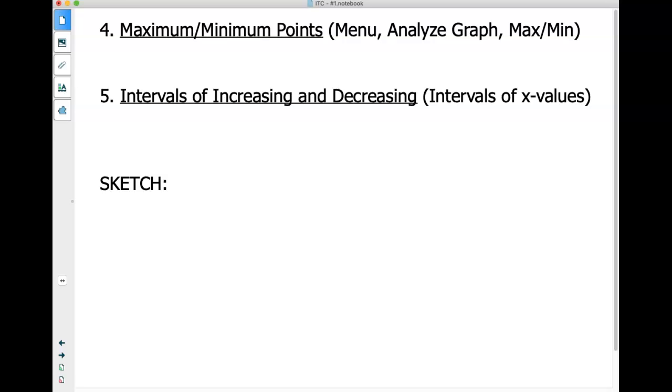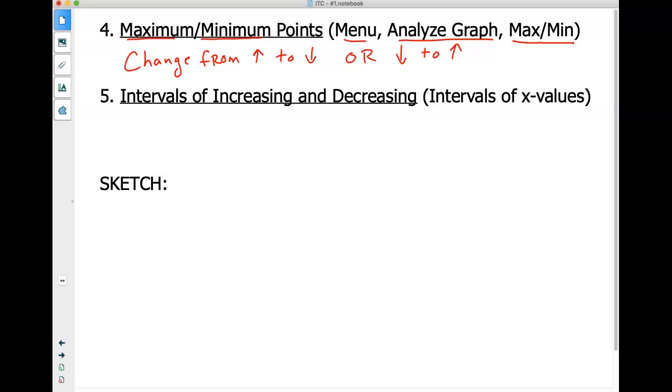Well, maximum and minimum points, that's where you change from increasing to decreasing. I have a maximum or a minimum when I change from increasing to decreasing, or a change from decreasing to increasing. I will have a maximum or a minimum there. We're going to find that in our calculator by menu, analyze graph, max or min. You got to pick which one it is. It's a maximum or a minimum. We're going to find it.